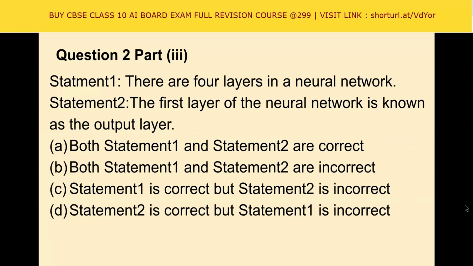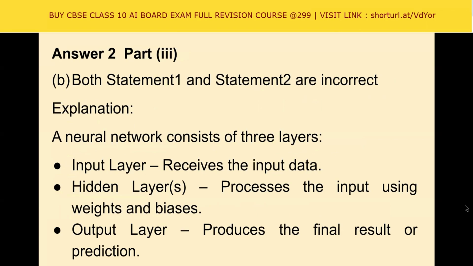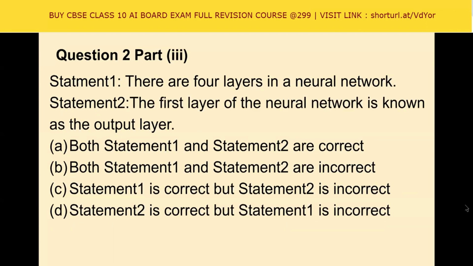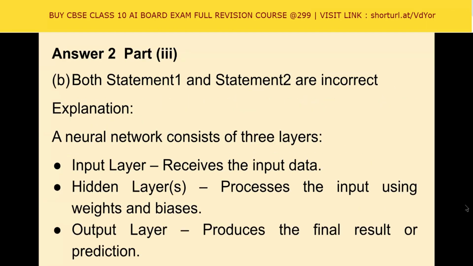Now the next one: there are four layers of neural network, and the first layer of the neural network is known as the output layer. Now see, firstly there are not four, there are three layers, and the first layer is known as the input layer, right? Here one thing you need to note is that the options given are: both statement one and two are correct, both statement one and two are incorrect. So it is different from the previous one. Here both are incorrect, and the reason is that it has three layers.